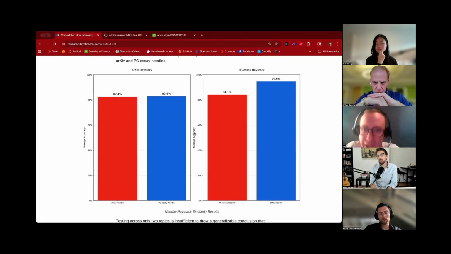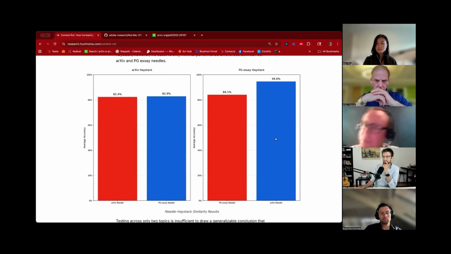And what we have, on the left, we're asking if the needle we've hidden is related to archive, how well does it retrieve? If it's an archive-like needle, how well does it retrieve from an archive paper compared with a Paul Graham-like needle? I suppose it's worth remarking that the numbers here, the accuracies, aren't hugely different in this case. On the right-hand side, they're a little bit more different, but again, not substantially different.